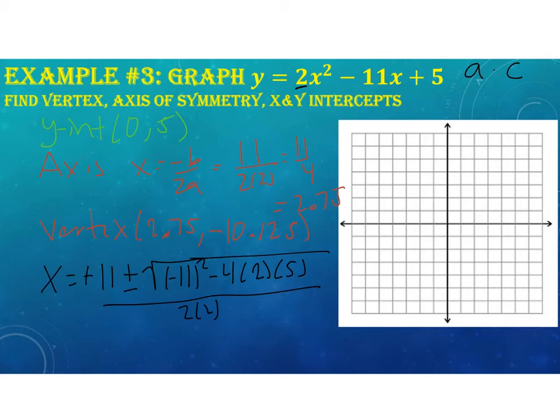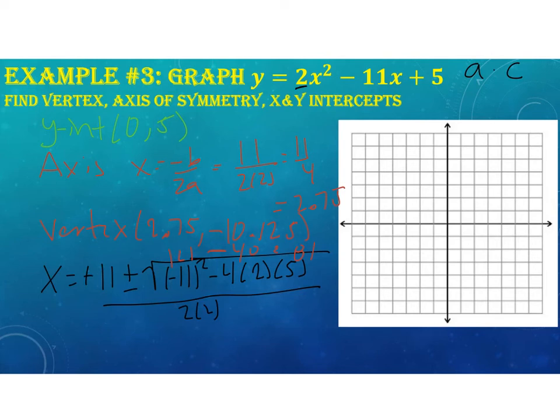Inside of the radical, this is the discriminant. We're going to simplify negative 11 squared. Negative 11 squared is going to switch and become a positive 121. And then we have a negative 4 times 2 times 5, so it's going to stay negative. 4 times 2 times 5 is 40. That leaves me with a discriminant of 81.